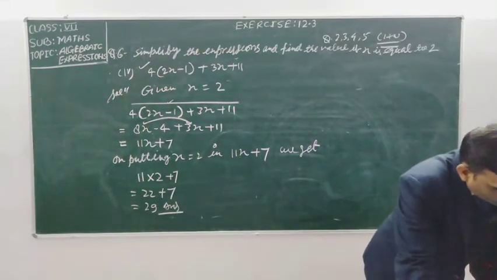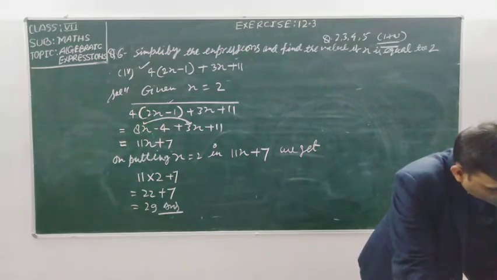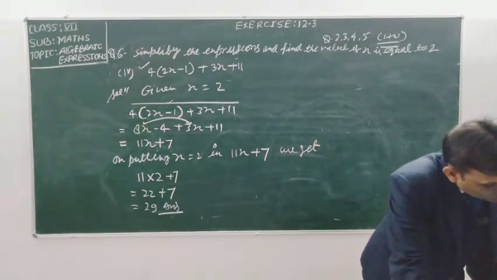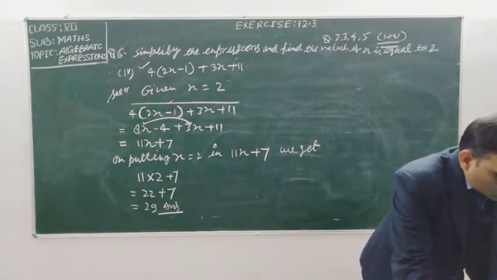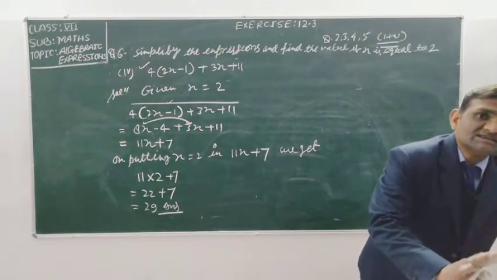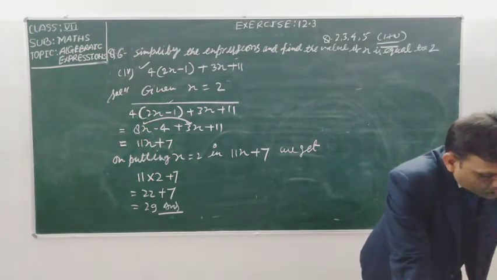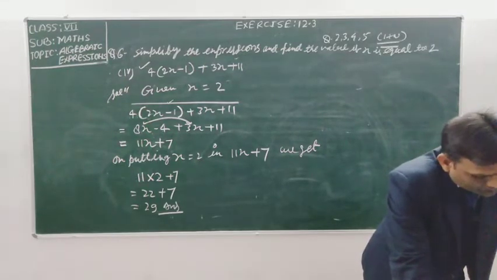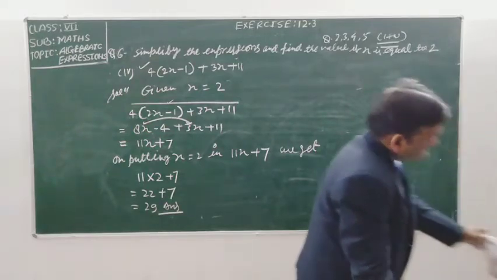So student, you will do question number 7 yourself and come to question number 8. If z is equal to 10, find the value of z square minus 3 into z minus 10. In the same way, student, questions number 6, 7, 8 are all the same. So question number 7 and 8 is your homework. I am taking question number 9 of this exercise.